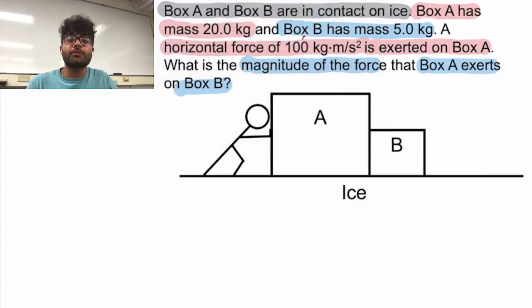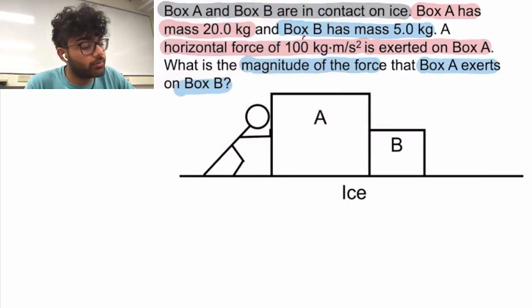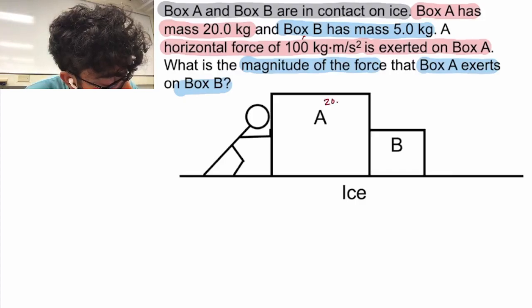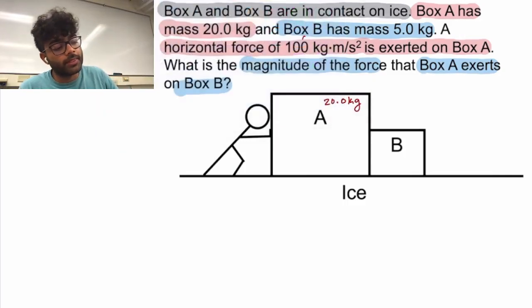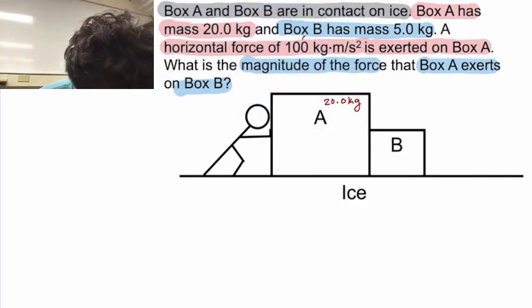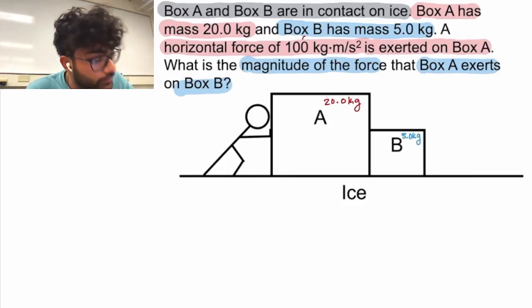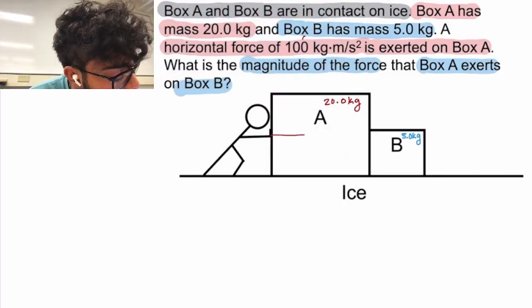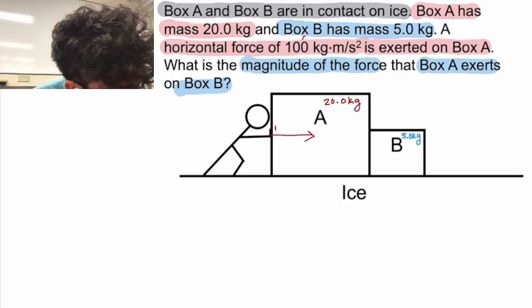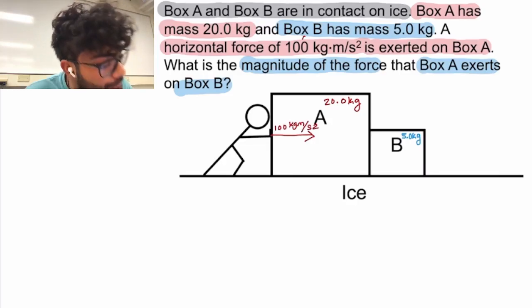So we'll start by filling in the important information on our diagram. We know that box A has a mass of 20.0 kilograms, and we know that box B has a mass of 5.0 kilograms. We also know that there is a horizontal force of 100 kilograms meters per second squared exerted on box A. So let's draw that arrow horizontally from the person. And we know its magnitude, 100 kilograms meters per second squared.